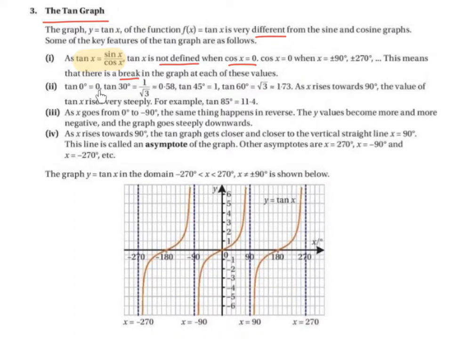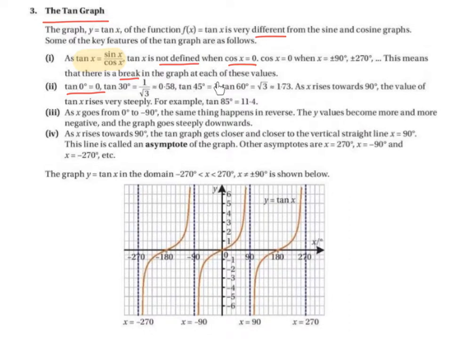Tan of 0 degrees is equal to 0. So we can see that tan crosses at the origin. So we have the point 0, 0. Tan of 30 degrees is 1 over root 3, which is approximately equal to 0.58. So if this is 0 degrees and this is 90 degrees, then 30 degrees is about here, and 0.58 is around here.